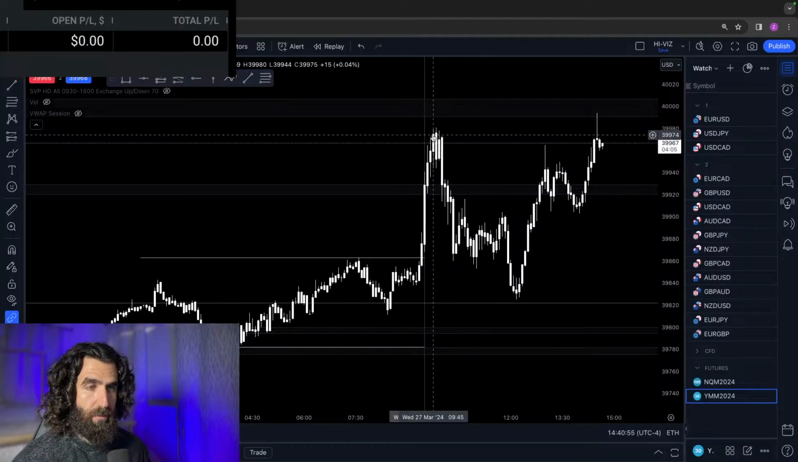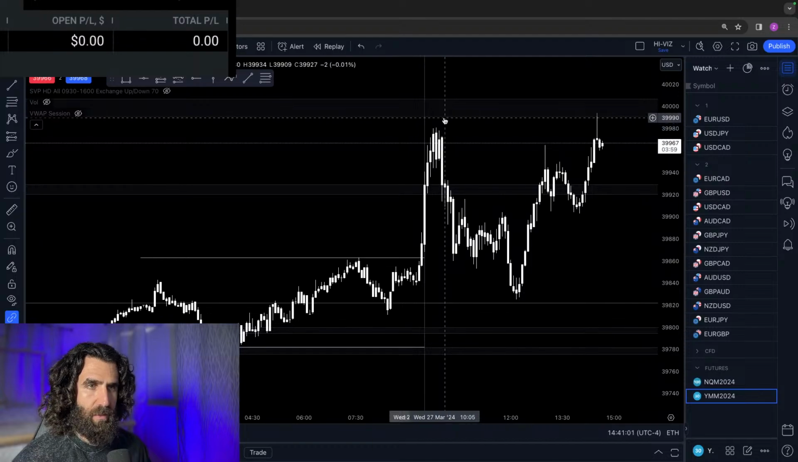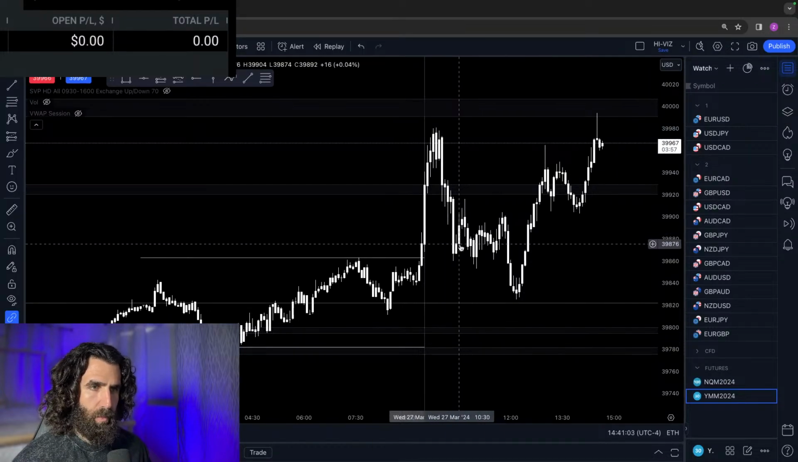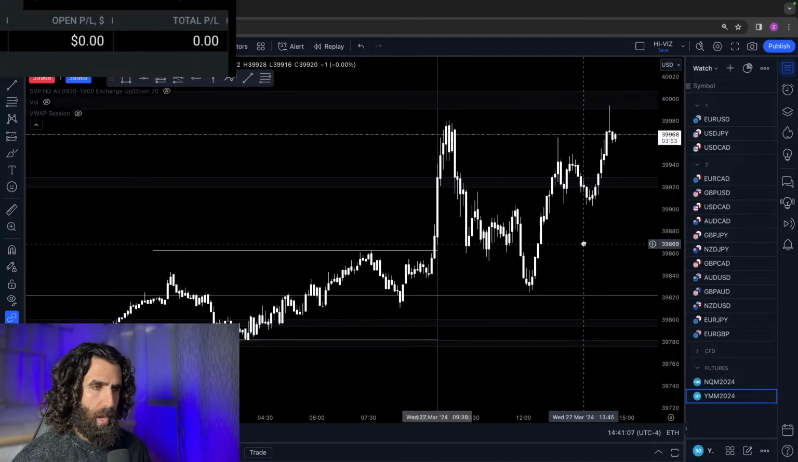I was looking for buys the whole day, didn't take any trades. I probably would have taken something and been stopped out if this started to break up here, and I probably would have taken something down from this range if this price action started to push up.